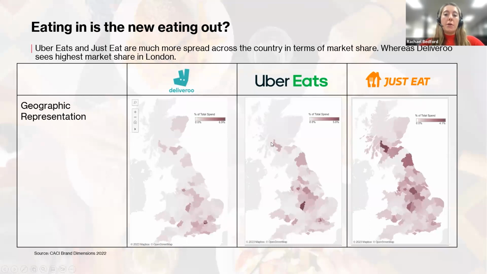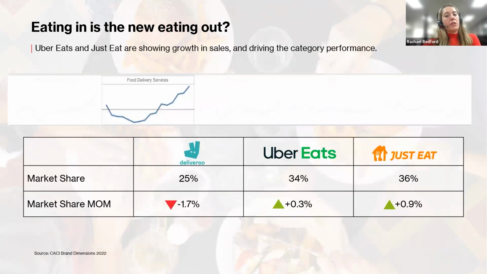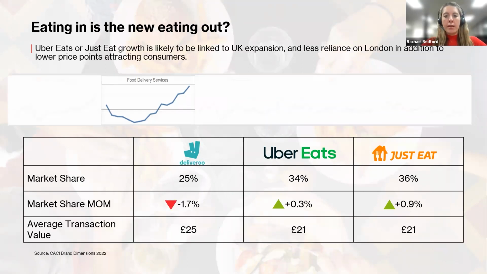So in December 21, so a year ago, over a third of sales for food delivery services occurred in London, and now this is reduced to a quarter. If we look at how market share has changed, we can see that Deliveroo has seen month-on-month market share decline, whereas Uber Eats and Just Eat are seeing growth. This may well be linked to either Uber or Just Eat's expansion across the UK, or the fact that the more premium service Deliveroo is at a higher price point and therefore has seen a drop off due to the expense of the operators that sits within it.